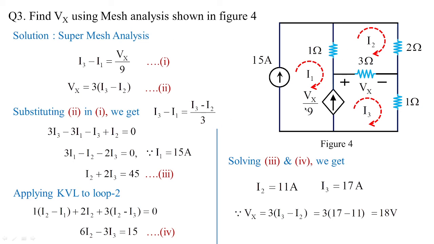Please cross check the result with node analysis. It's not a supernode problem, it's a simple node analysis problem. You select the nodes: you can select this node as one node, this as another node, and this as the third node. With the nodes, you can get the values of V1, V2, V3. Then what is the requirement? If you select this one as V2 and this as V3, Vx will be equal to V2 minus V3, and you are supposed to get the value as 18.